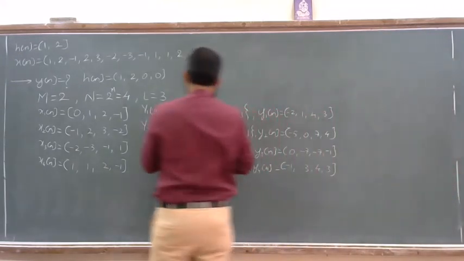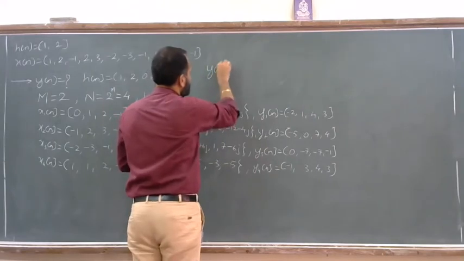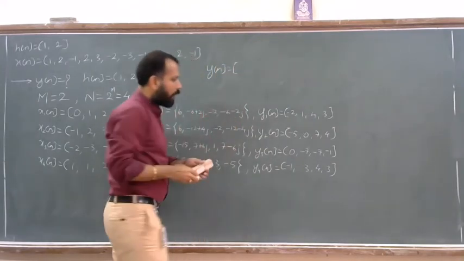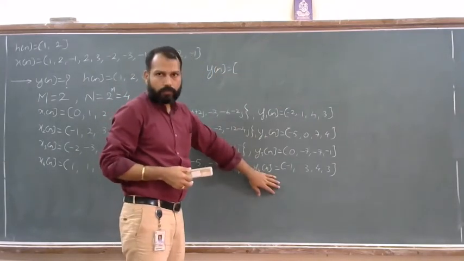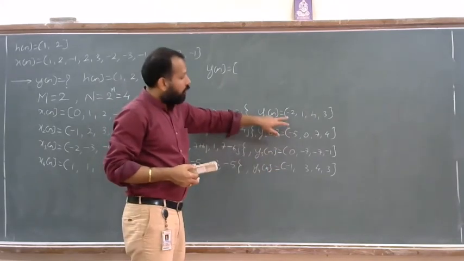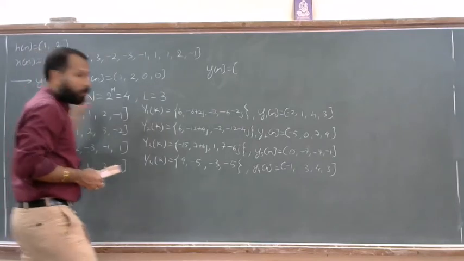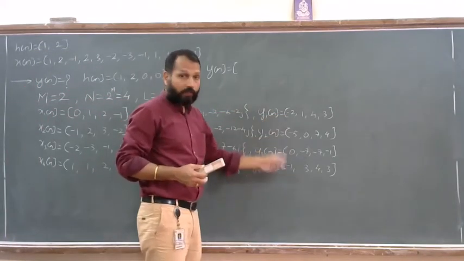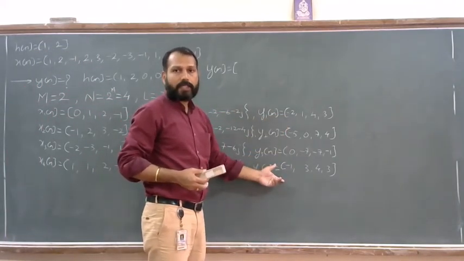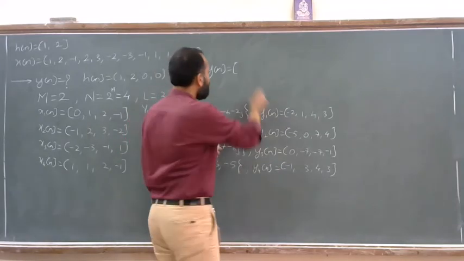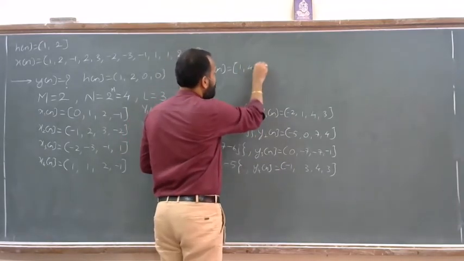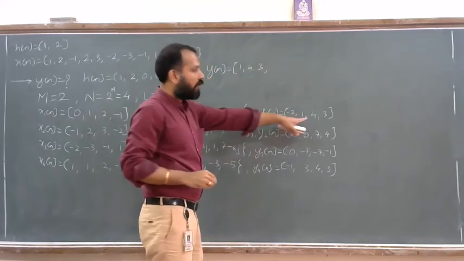Total output y of n will be given by combining these four. And from these four, the first m minus 1 number of samples, that is, one sample in each of these, are to be discarded, and the remaining has to be retained. So from the first output block, 1, 4, 3 will be retained.